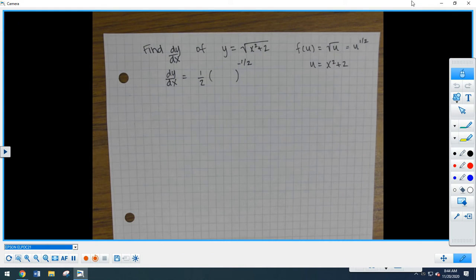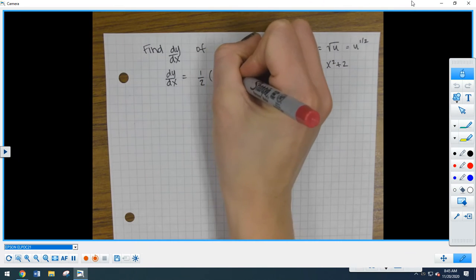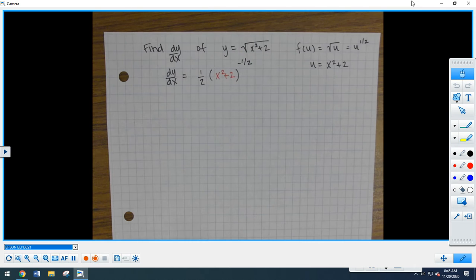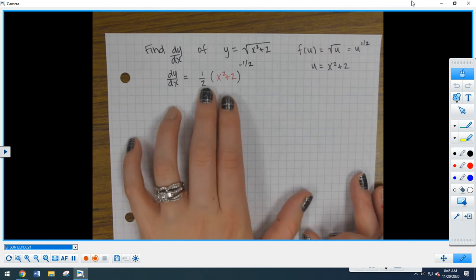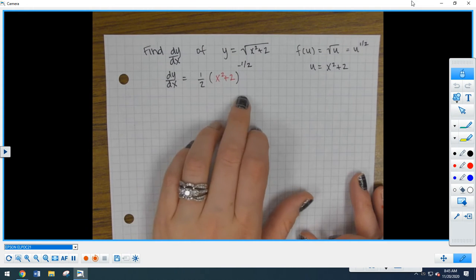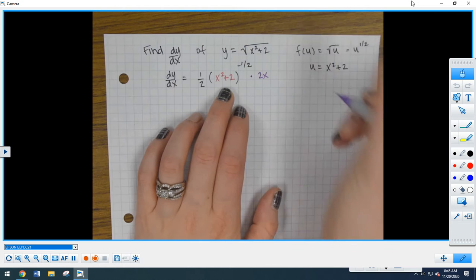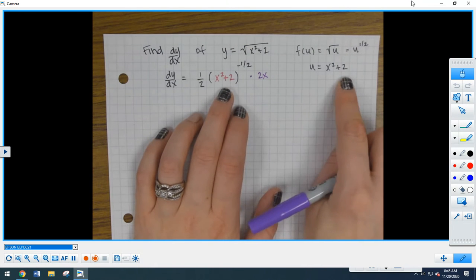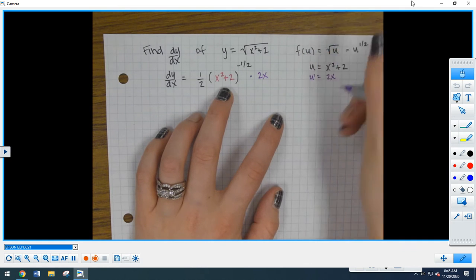Now, don't be lame. Keep the inside the same. And then our last step here is to multiply by the derivative of u. So I have 1/2 times x squared plus 2 to the negative 1/2. That is the derivative of the outside. Keep the inside the same. Now multiply by the derivative of the inside. The derivative of u is 2x.